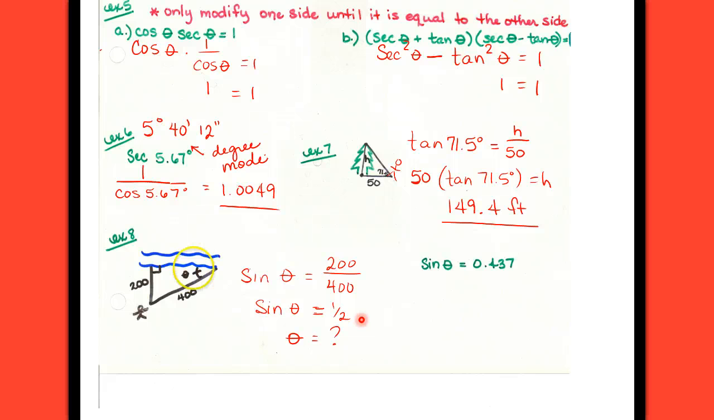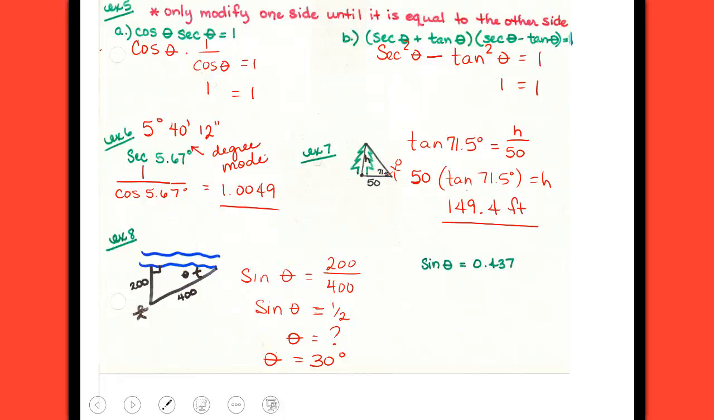I'm trying to find this angle right here. It is an acute angle. Acute angles have to be less than what? 90. So what quadrant am I looking in? Only in the first quadrant. Where in the first quadrant do I have a sine value or a y value of 1/2? 30 degrees. That is my answer.